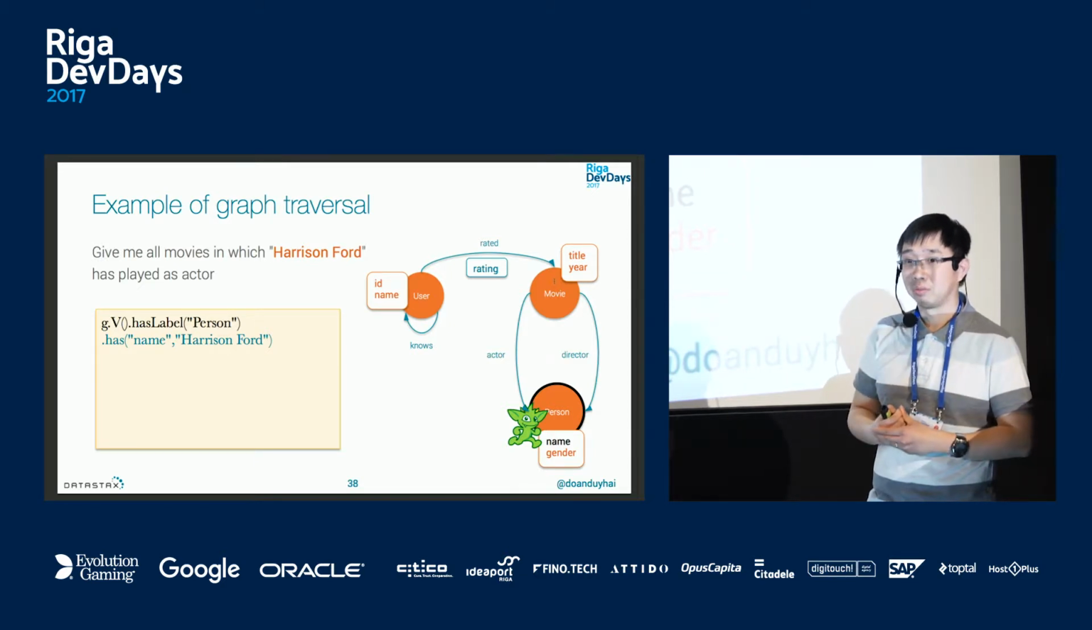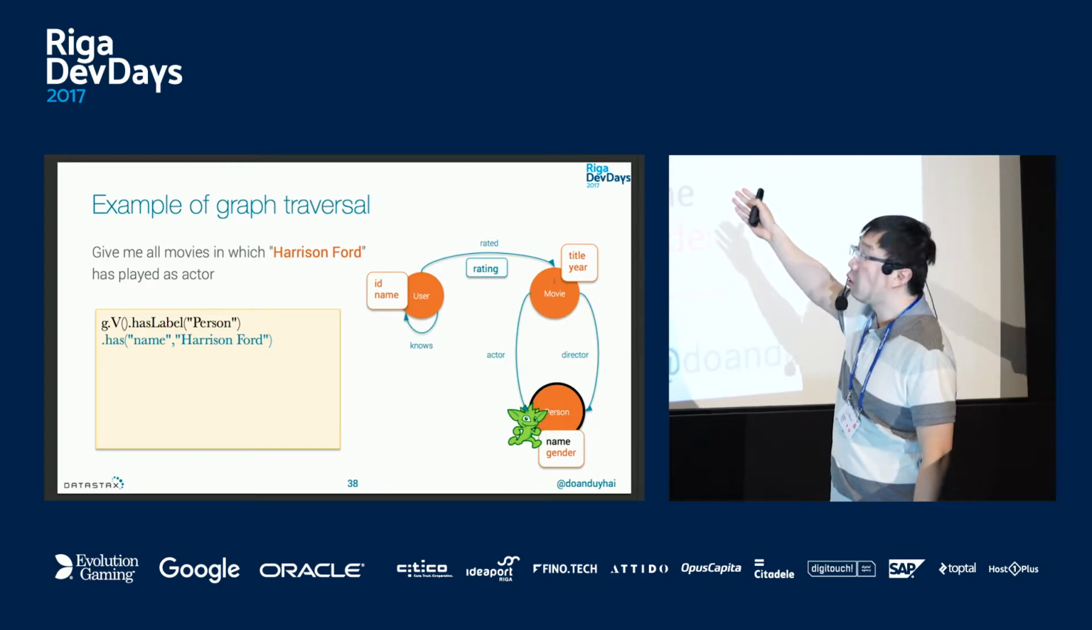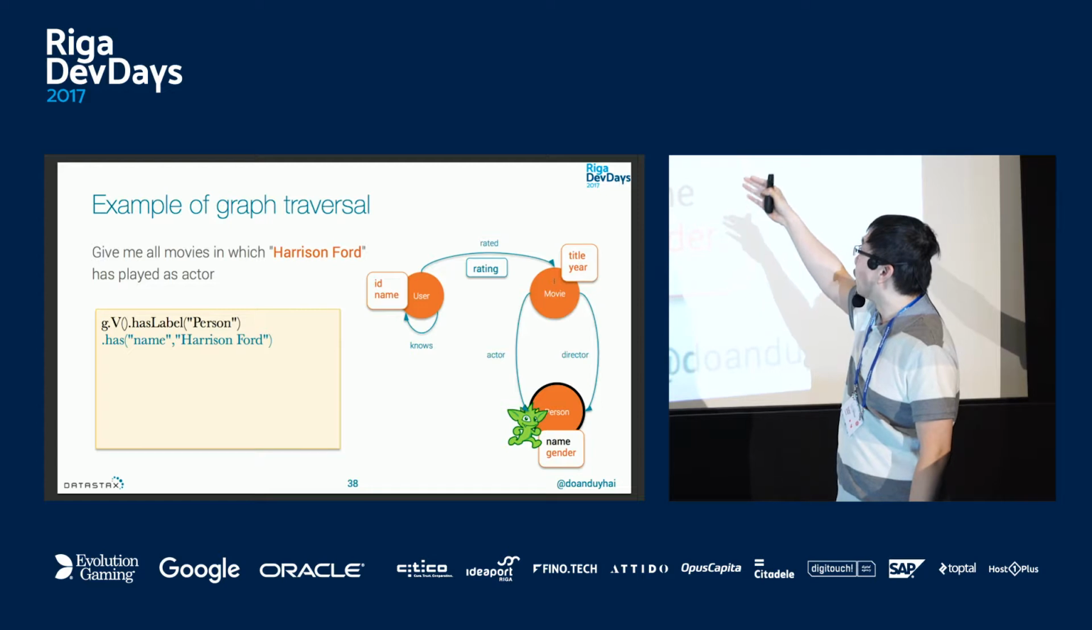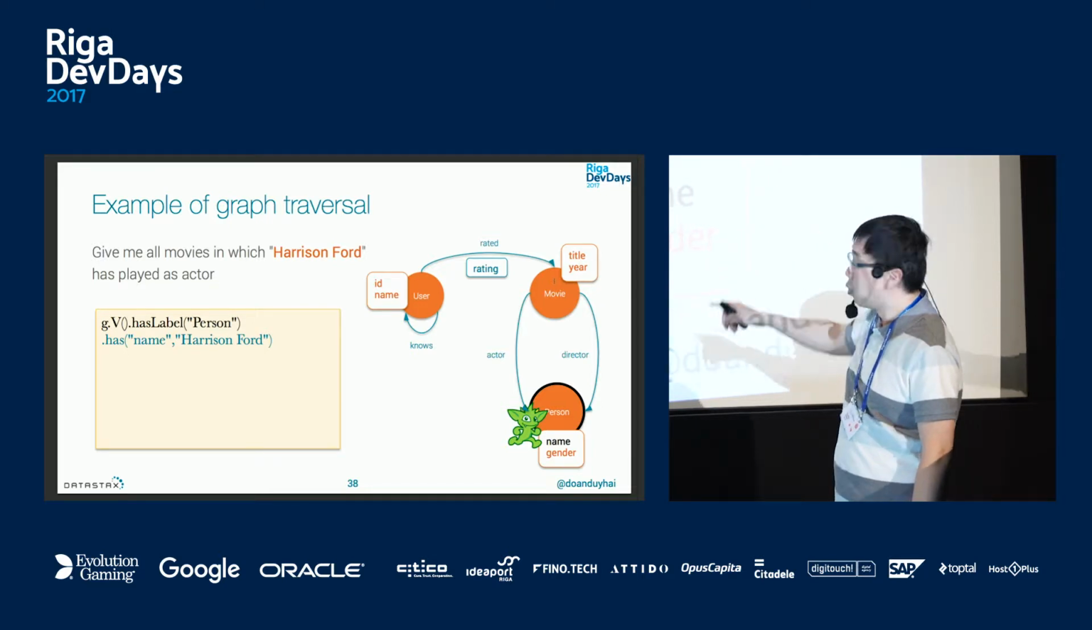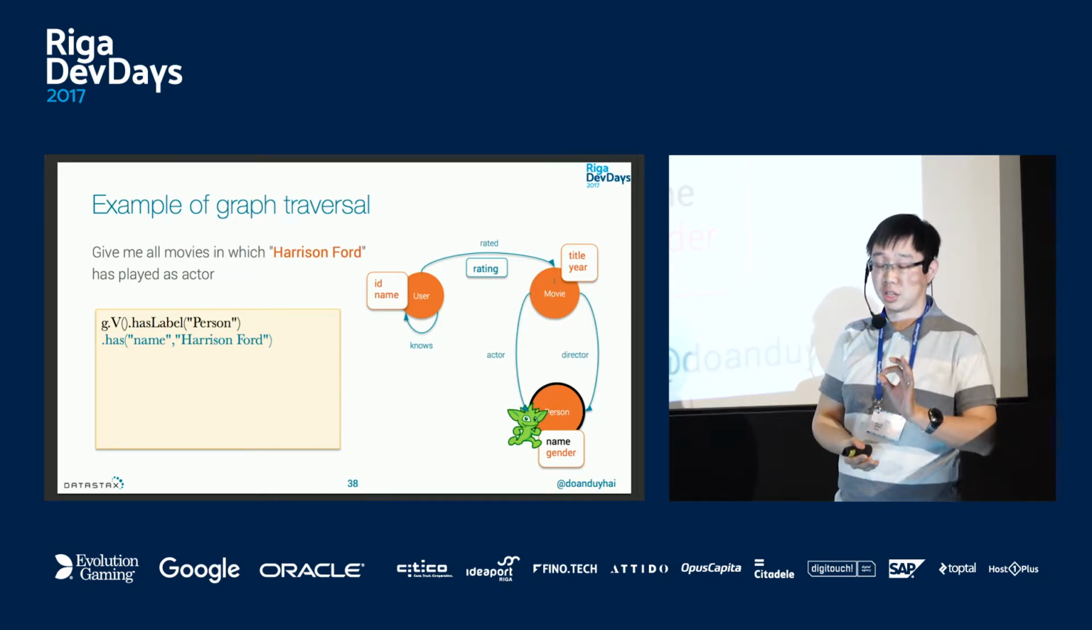g.V().hasLabel('person').has('name', 'Harrison Ford'). Now it is a filtering. Instead of giving me all the people, I am only interested in the person vertex whose name is Harrison Ford. So it should give me a single vertex.